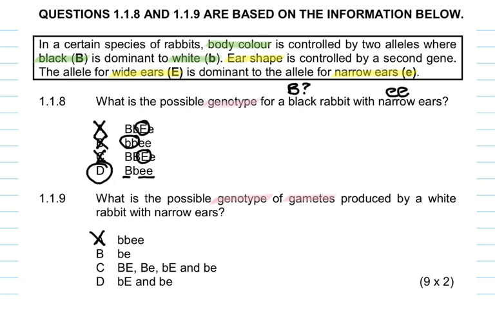And if we have a look at a white rabbit, a white rabbit is going to have 2 small b's because it's showing the recessive characteristic, and narrow ears means it is showing the recessive characteristic for ears as well, which means that option C, which has got capital B's and capital E's in there, is out. And the same goes for option D, because there's a capital E over there that's confusing things.